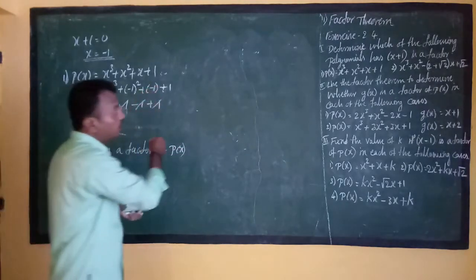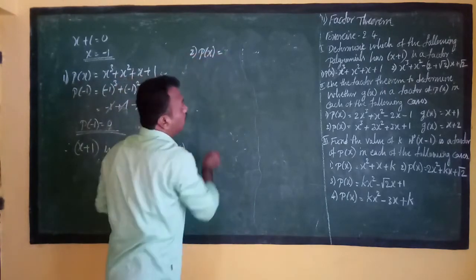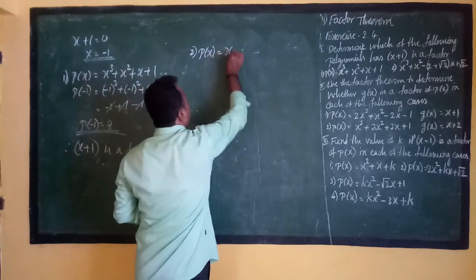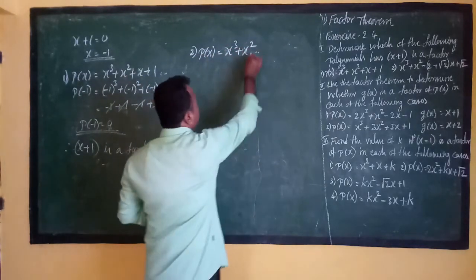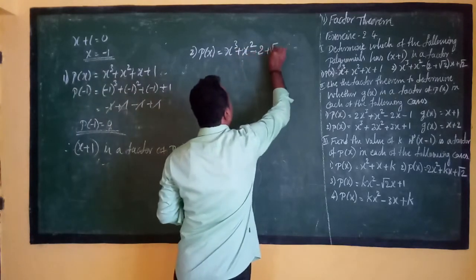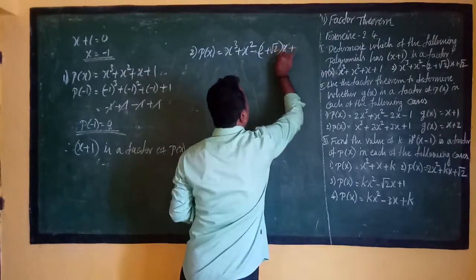Like that, we have to check the second question. P of x is equal to what? X cube plus x square minus 2 into 2 plus root 2 into x plus root 2.